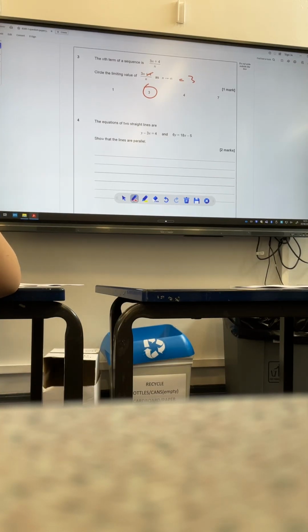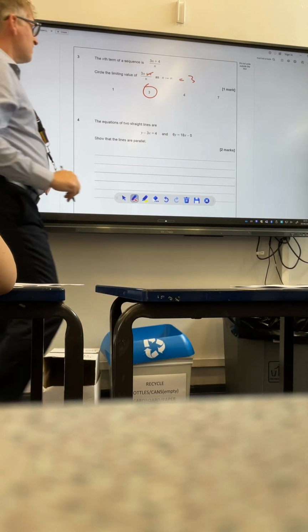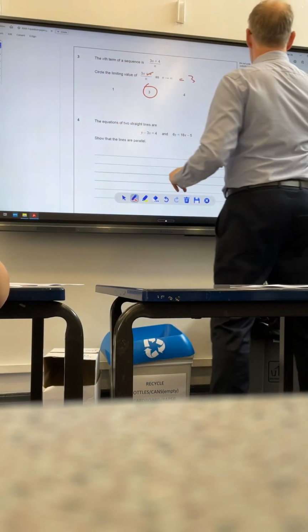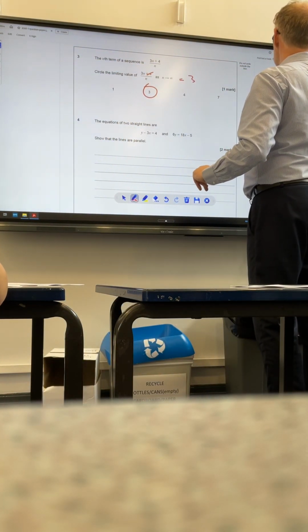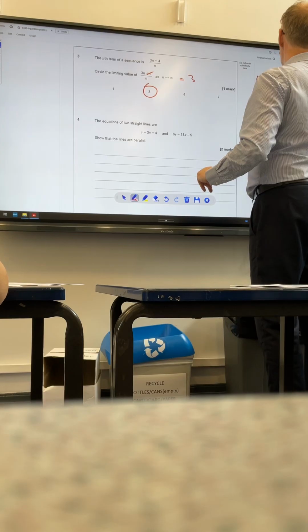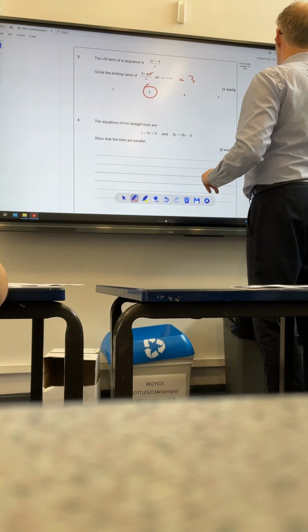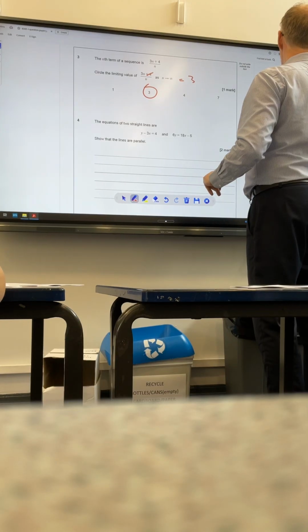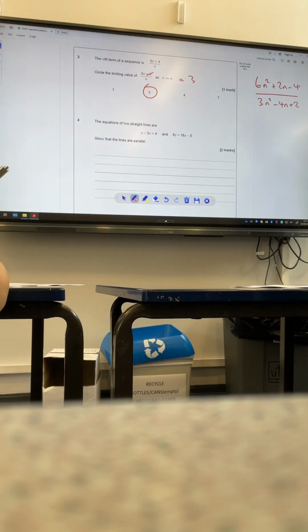On a harder level, what they might ask is something like this. I'm going to quickly scribble one on the side here. Let's say you had 6n squared plus 2n minus 4, and on the bottom 3n squared minus 4n plus 2. Video okay? You can see it? This is the limiting values for a sequence.